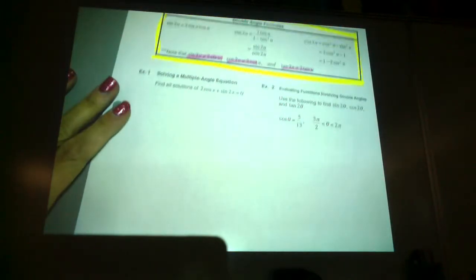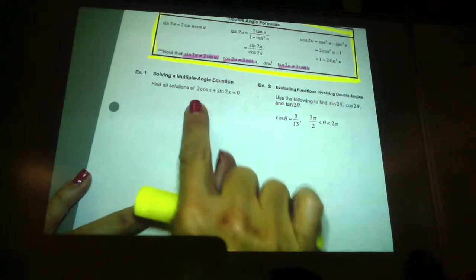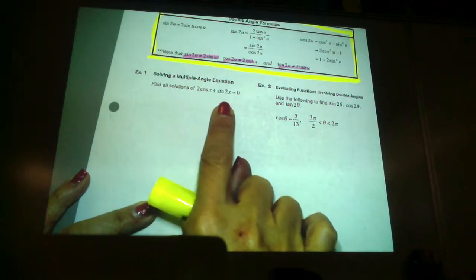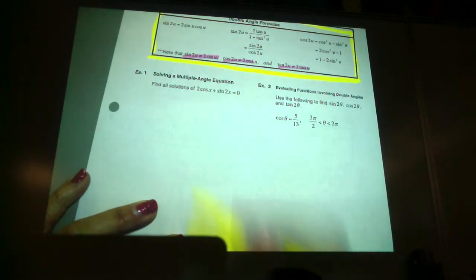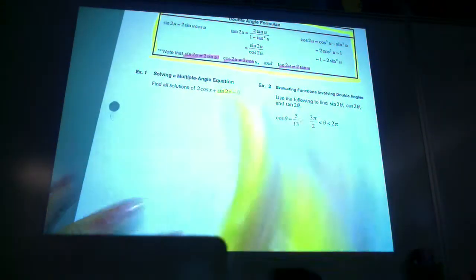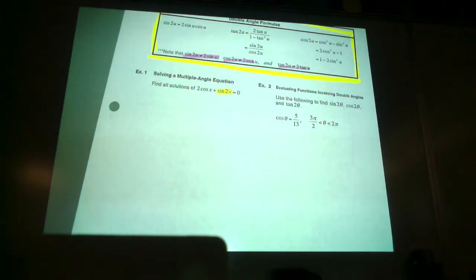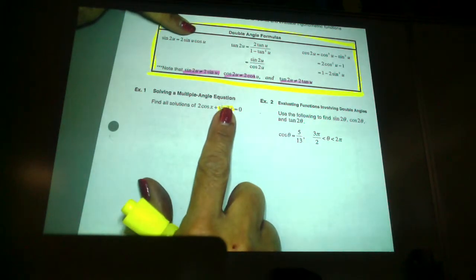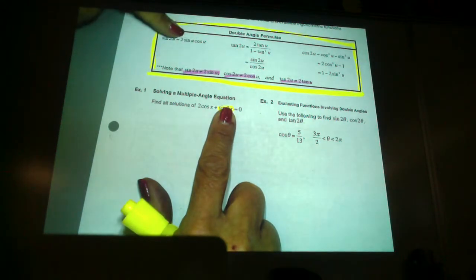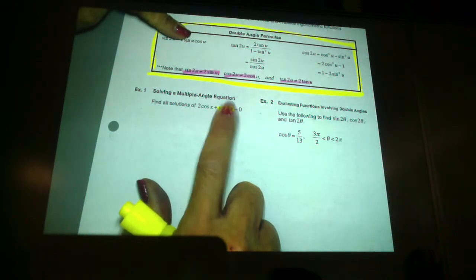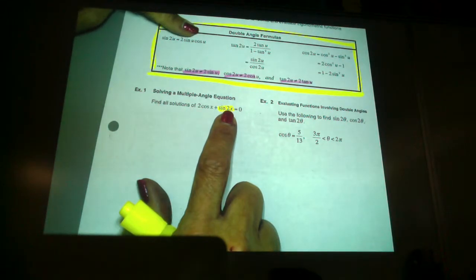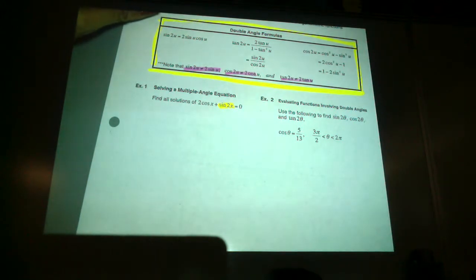Okay. So for example 1, you've got 2 cosine of x plus 2 sine of 2x, your double angle, equals 0. We have to solve. I can replace the sine of 2x with a much simpler equation. If you look at what's up here, if I can replace this with all of this, I no longer have the double angle. If you want to see how these were derived, you can go look in Appendix A of your textbook. They're all there. I'm sure you're going to rush right to it.